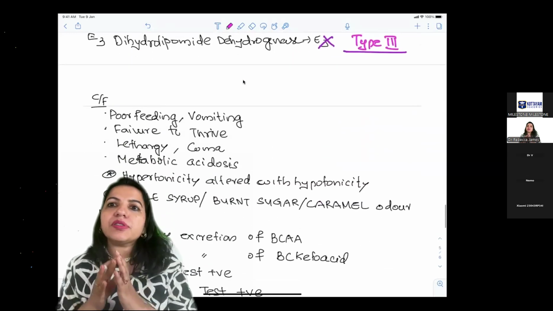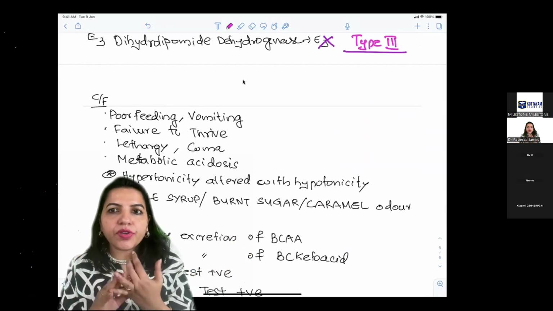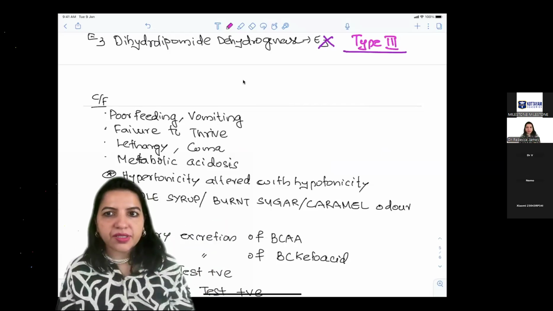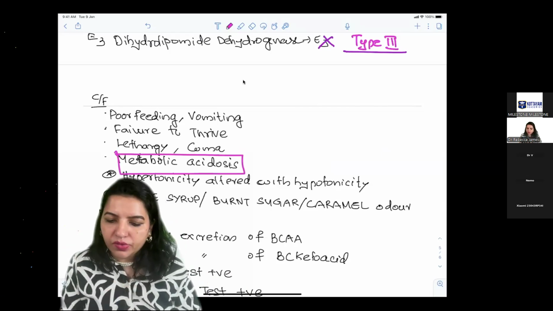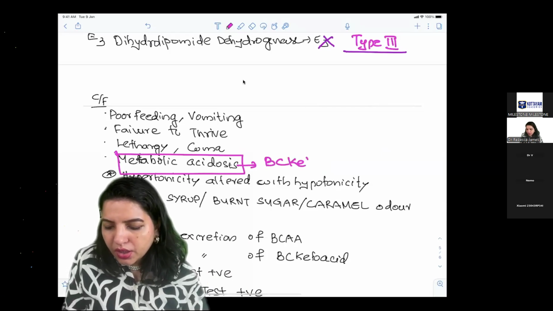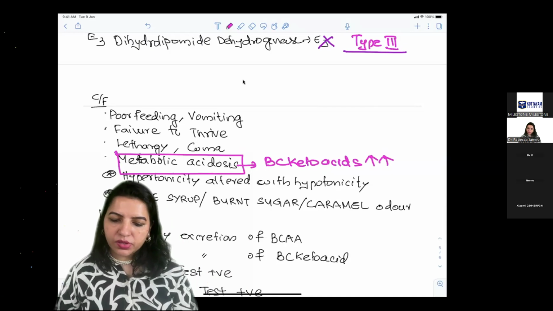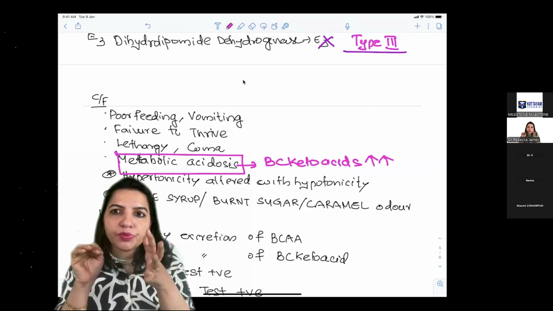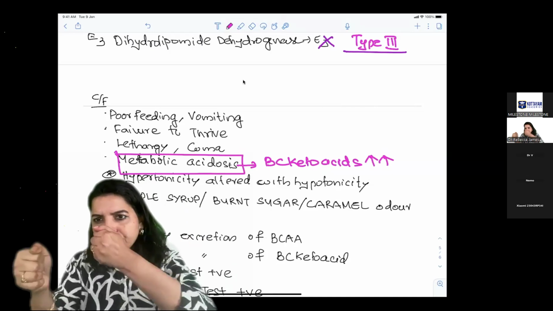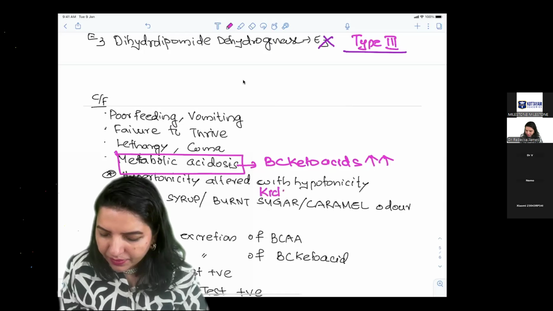Now, how do they present? They present with all the features of neonatal disorders. Poor feeding, failure to thrive, failure to gain weight, seizures, coma, all these things are there. Plus, what is peculiar about this? This is important. Metabolic acidosis. Why? Because the branched chain keto acids accumulate. So there is metabolic acidosis. Then another very important feature is hypotonia alternating with hypertonia. Because of that, these children have involuntary movements like kicking or boxing type of movement.